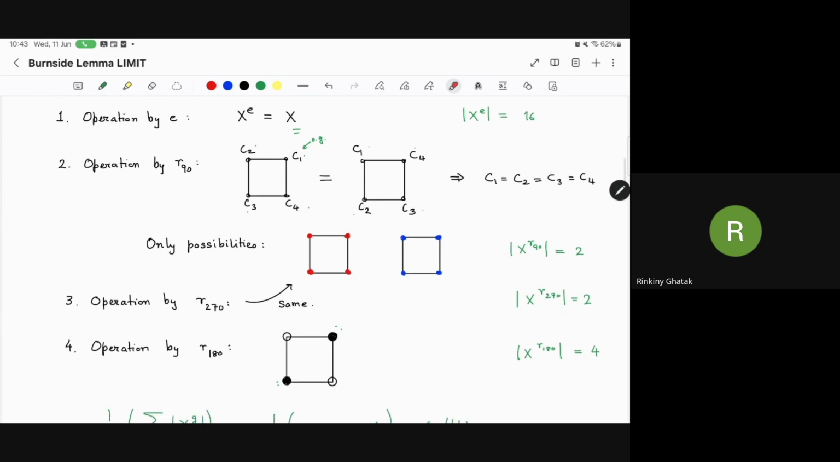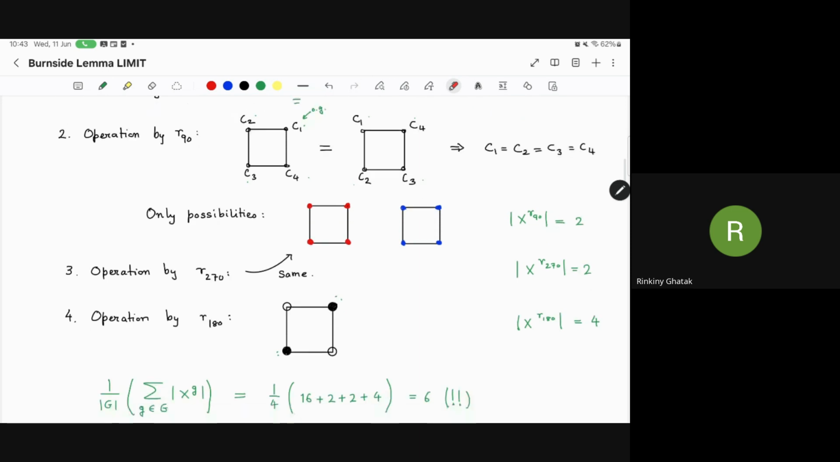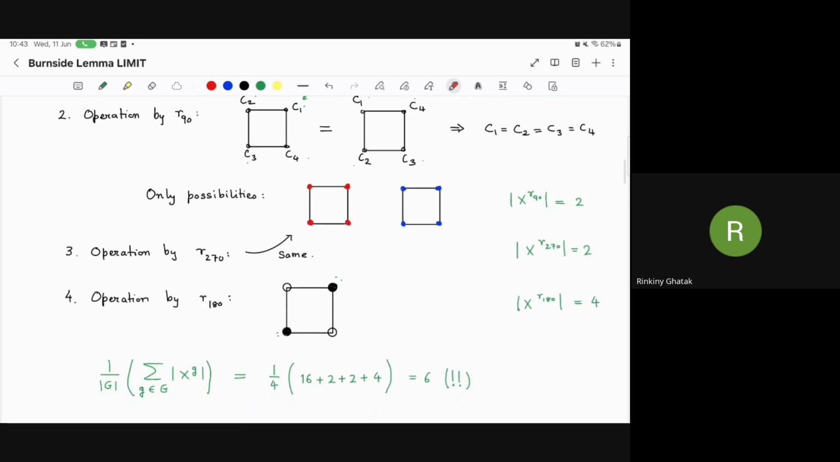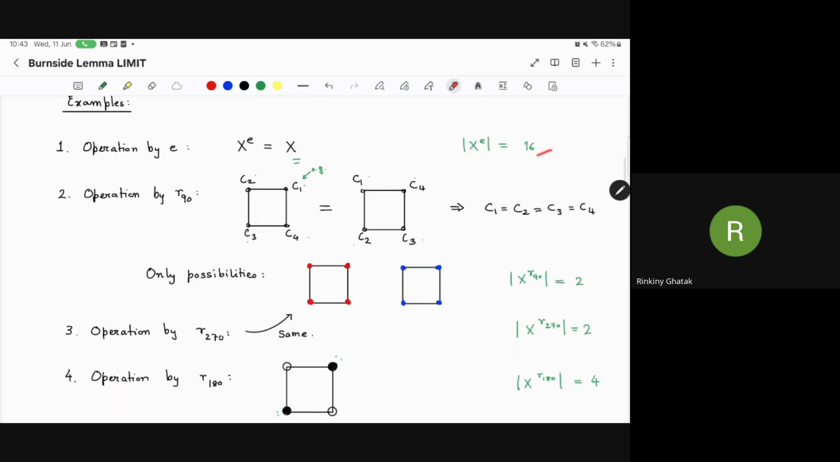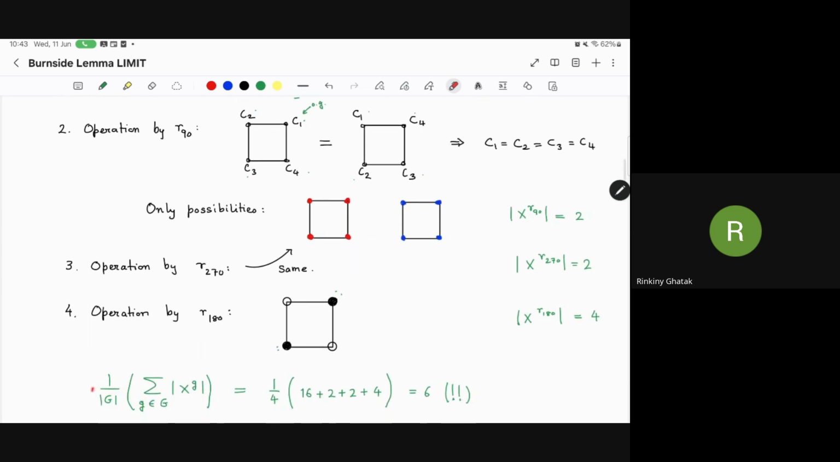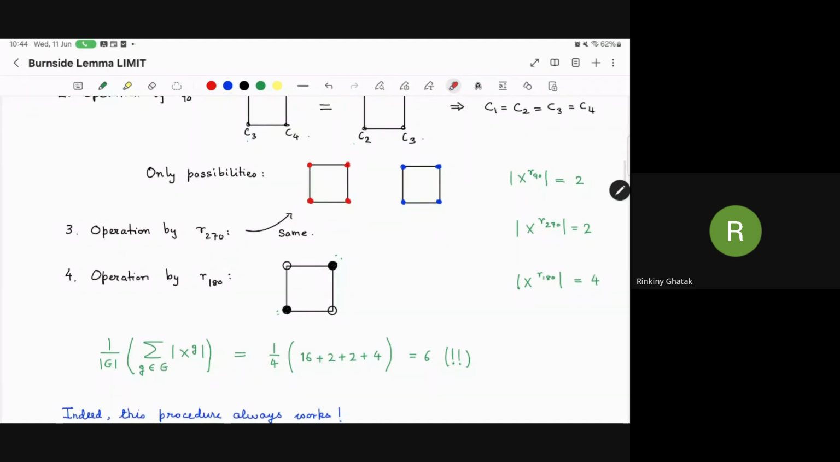And just for the fun of it, let's just add them together and take an average for no reason at all. So you're looking at this. This is the average number of symmetrical pictures. This is the number of symmetrical pictures with respect to identity and so on. And this is just the average number of symmetrical pictures. And as it turns out, lo and behold, this is 6. And 6 is precisely the number of objects that we had, the number of distinct, rotationally distinct figures.